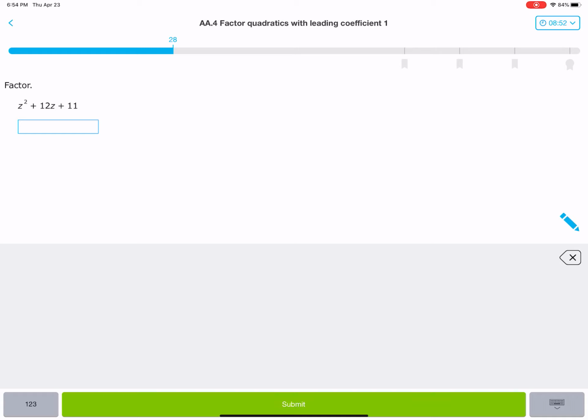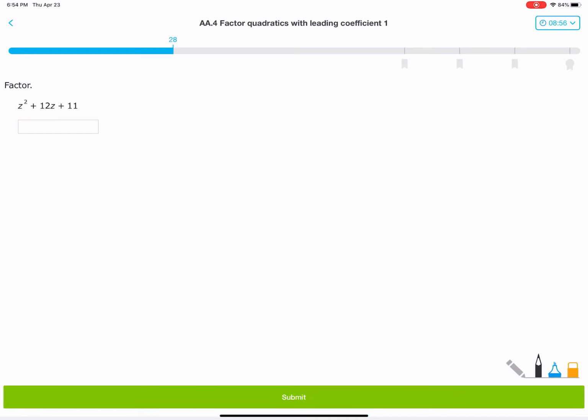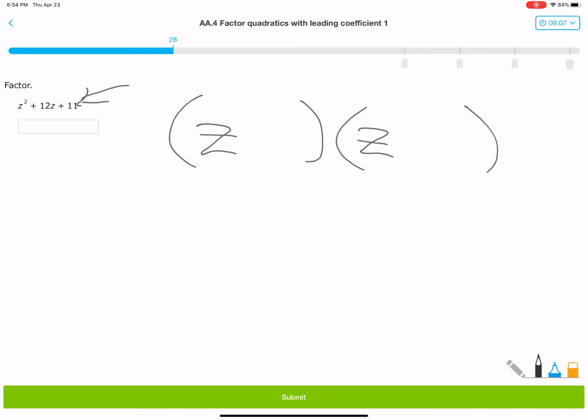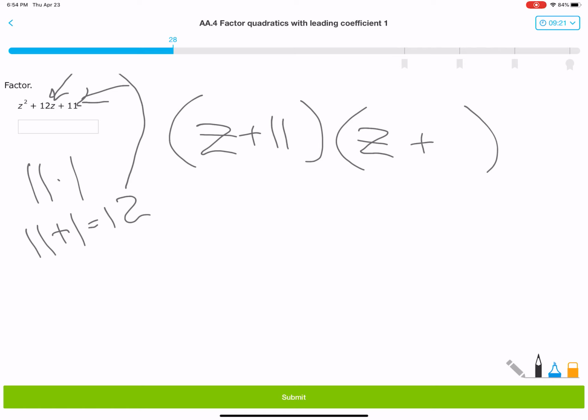Here's another easy one. Z squared is in the front, so I know I have z and z. 11 is a prime number. I can only get 11 by saying 11 times 1. And when I do 11 plus 1, that's what gives me 12, which I'm supposed to have, so we're good. 11 and 1.